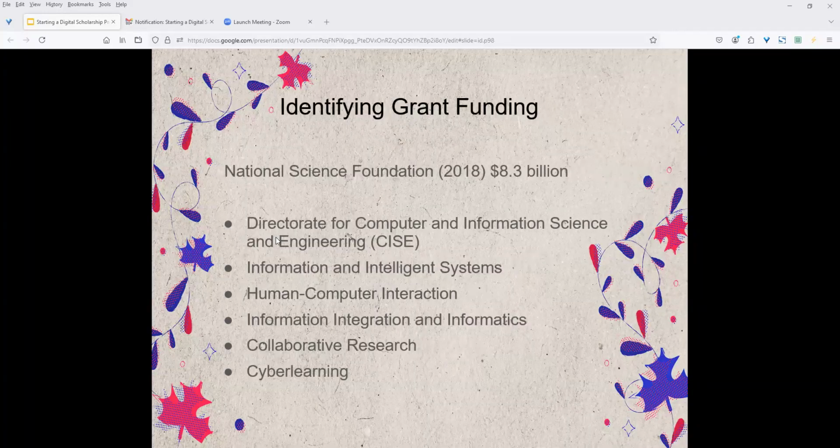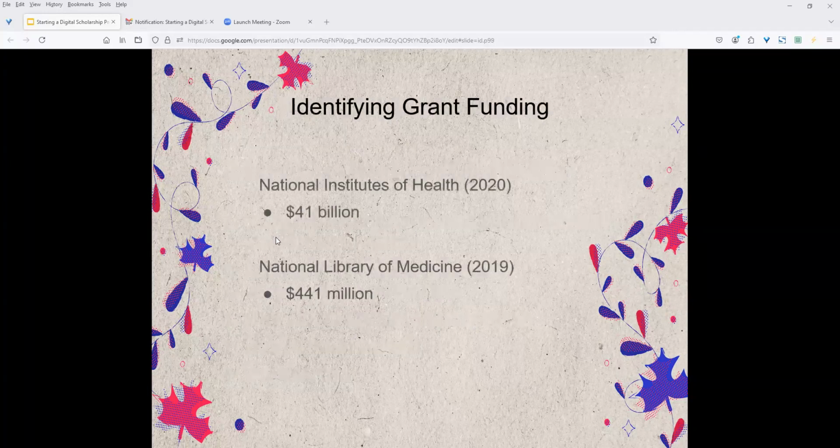If you're looking at the National Science Foundation, 8.3 billion. Yeah, they've got a little bit more. And here are some examples of where you can make requests. And also, there's the National Institutes of Health, 41 billion. The National Library of Medicine has 441 million, given those dates. So there's lots of money out there.